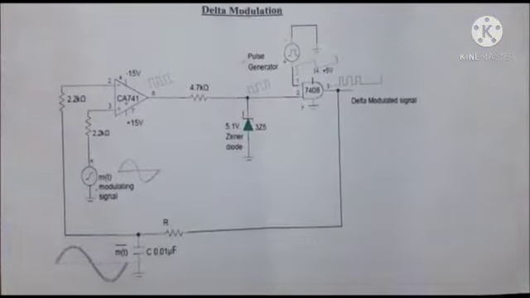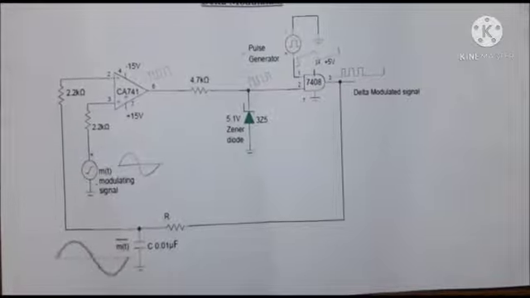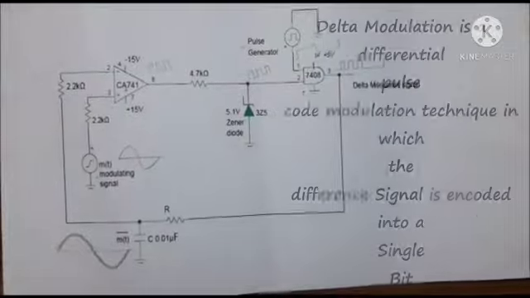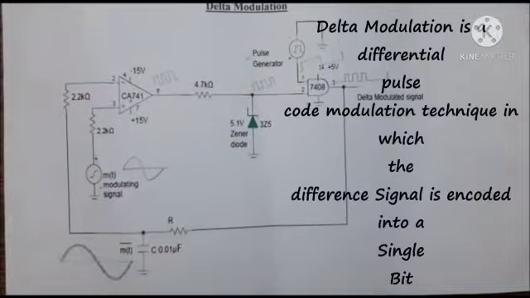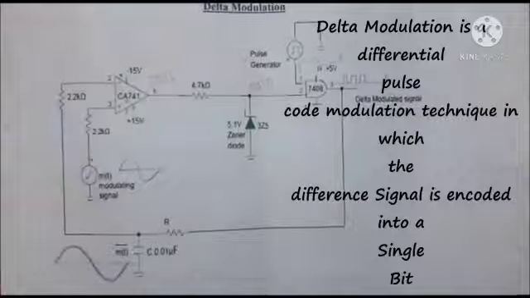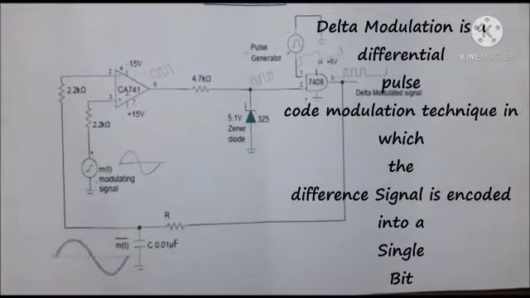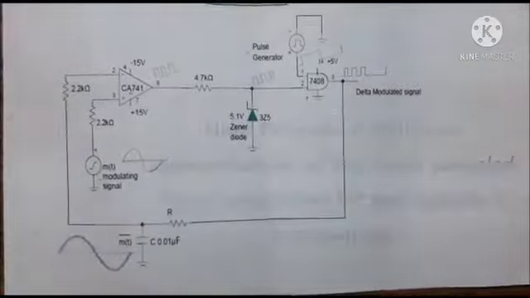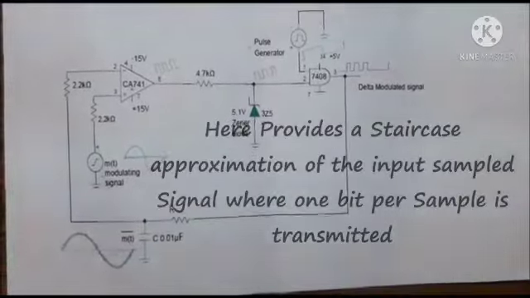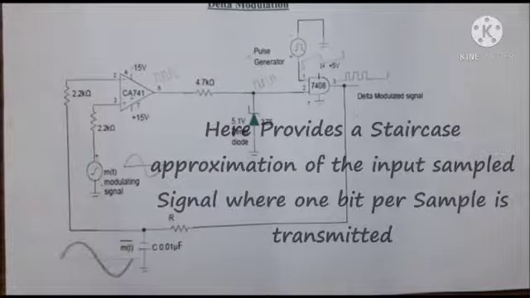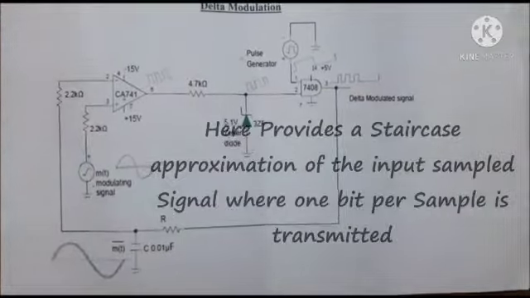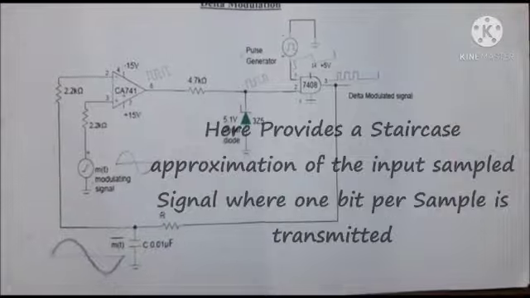In this lab, we are going to look into the concepts of delta modulation. Delta modulation is a differential pulse code modulation technique in which the difference signal is encoded into a single bit. Here, it provides the staircase approximation of the input sampled signal, where 1 bit per sample is transmitted.